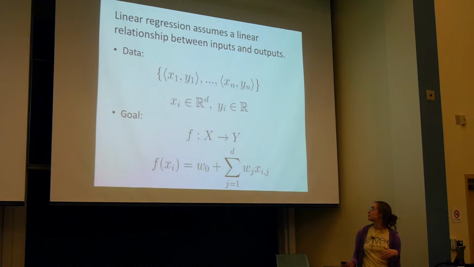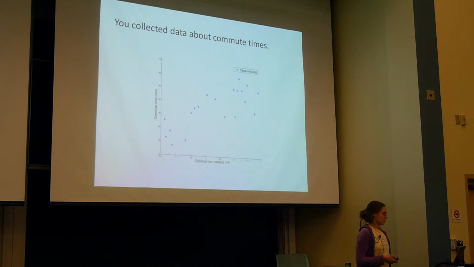So you maybe have some sort of intercept w0, and then for each of the features in a particular data sample, for the jth feature of the ith sample, you have some weight associated with that, and then you sum up over all of the weights and whatever the dimension of your data is. So that's the setup we have for linear regression.